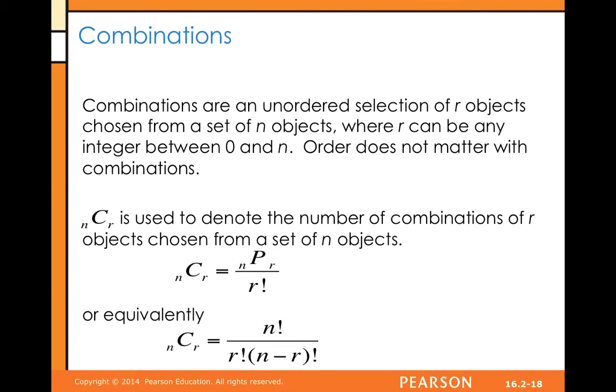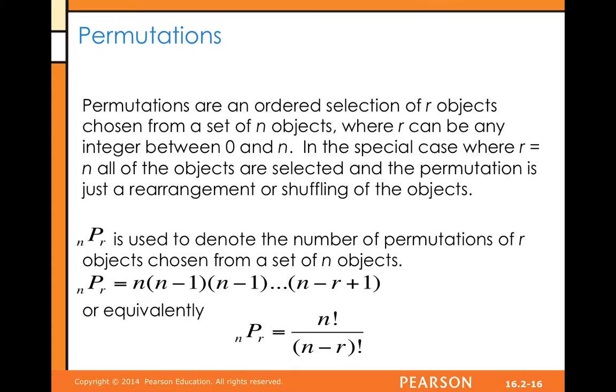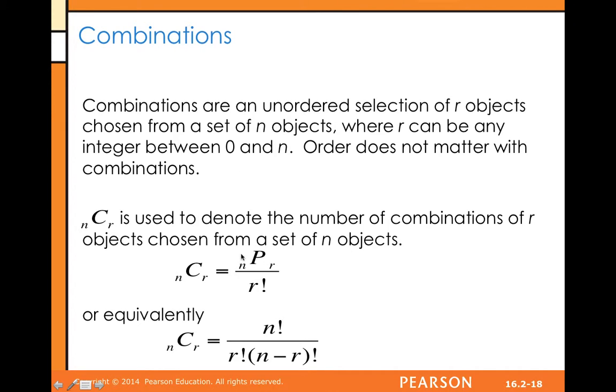So if I asked you, how many 5-card hands are out there? Count the number of 5-card hands for me. You would not use NPR, because in a hand of cards, the order does not matter. If you use NPR, you're acting like the order does matter. So when order doesn't matter, you take NPR, the number we just discussed, and you divide it by the number of objects you chose, factorial.